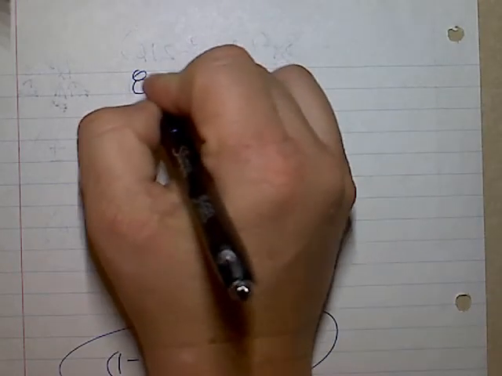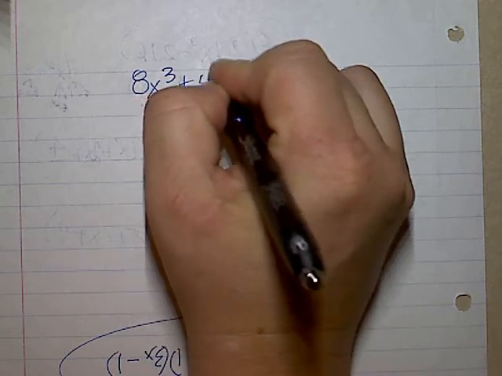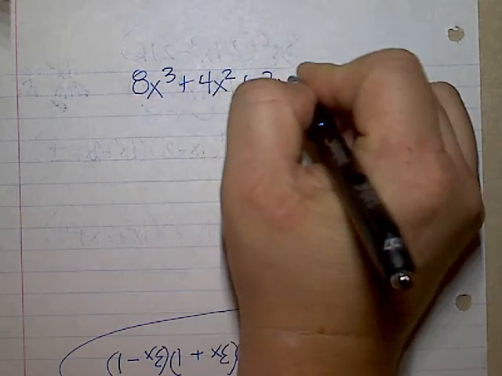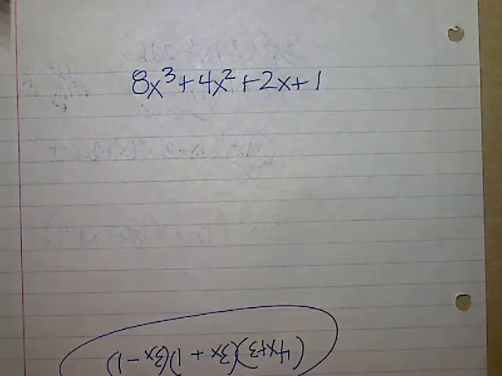Please write down 8x cubed plus 4x squared plus 2x plus 1. So I'm looking at this very front, and I'm going, okay, so 8, did it just freeze on me?